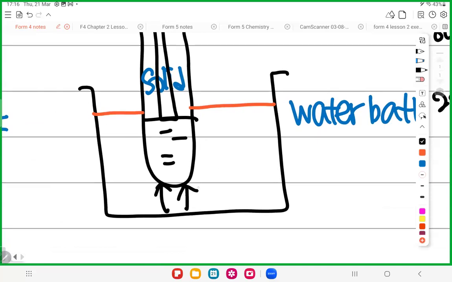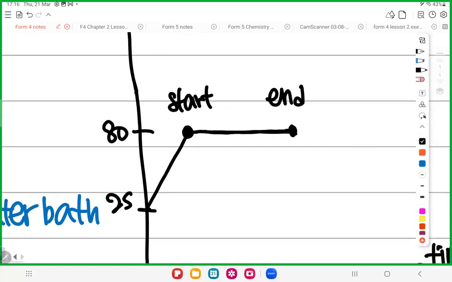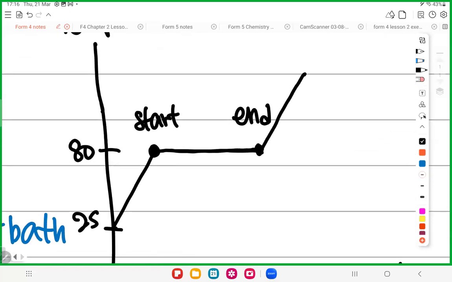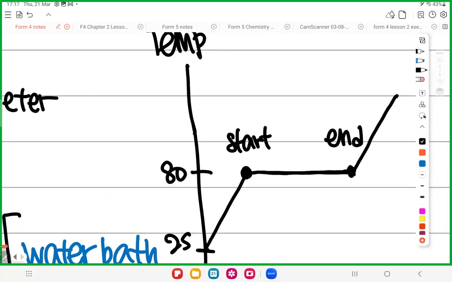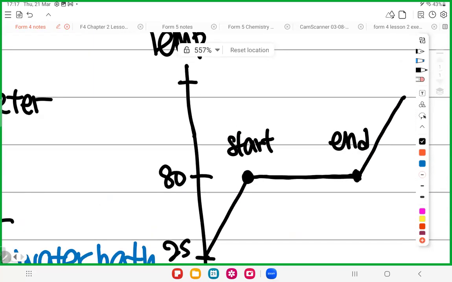You continue to heat the liquid, so the temperature will continue to go up. The liquid becomes hotter and hotter, until you reach your boiling point. For example, let's assume the boiling point is 145.